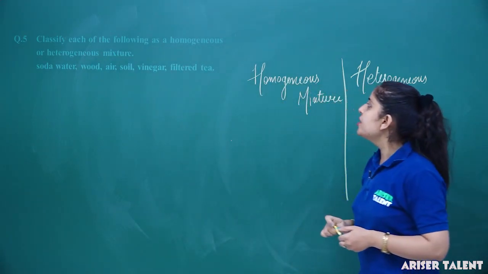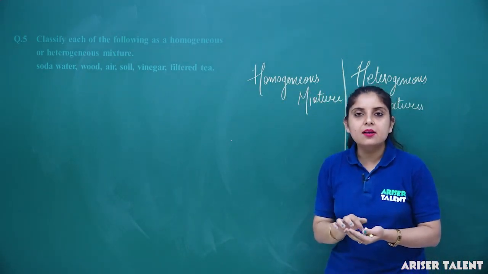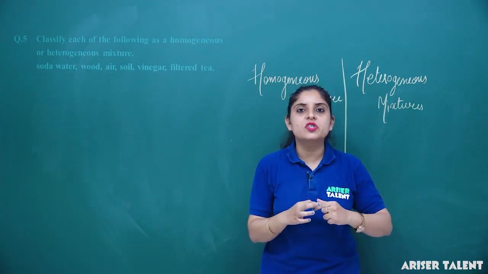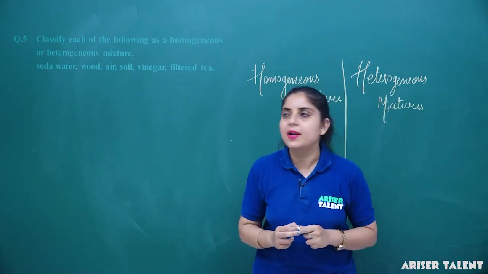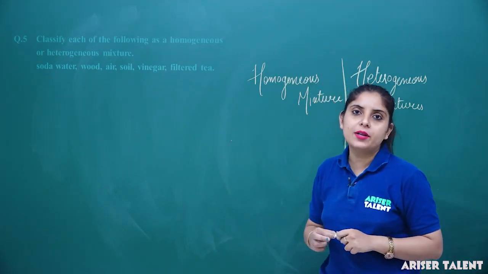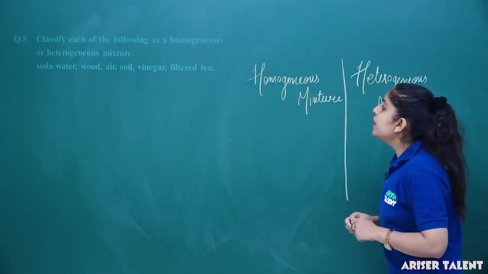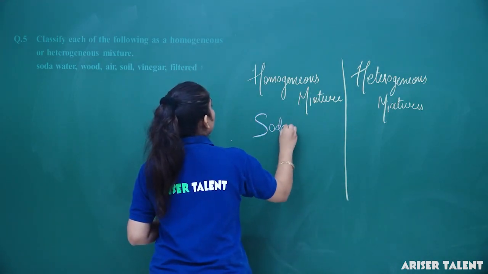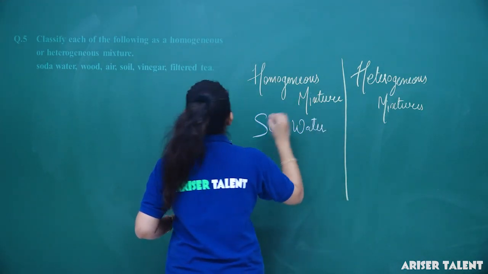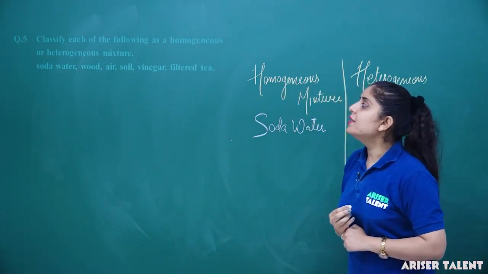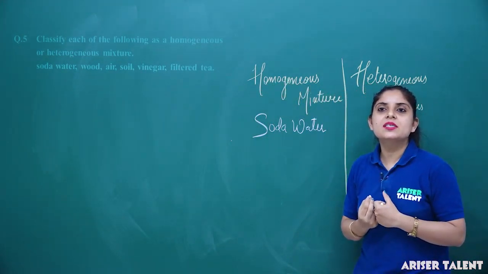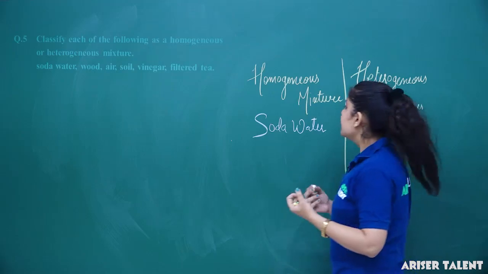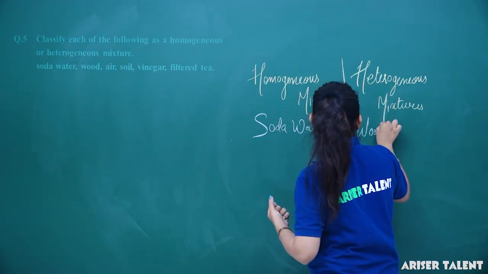Homogeneous mixtures are those in which there is a similar kind of particles. It means the mixture is uniform throughout. But in a heterogeneous mixture, you have different constituents of particles. So if I am talking about soda water, it is actually a homogeneous mixture. Wood is actually a substance which consists of different kinds of particles. So wood does not have a uniform composition. So wood is a heterogeneous mixture.